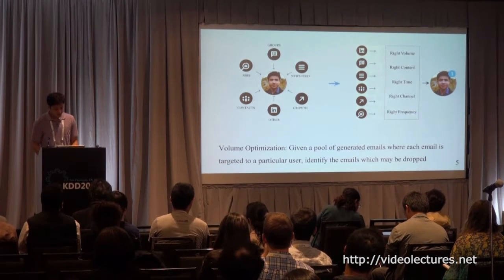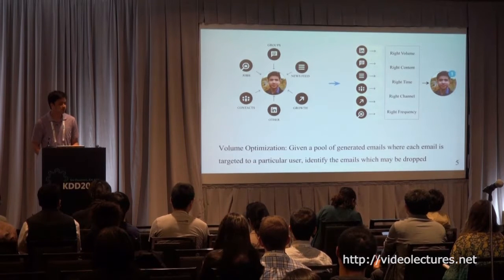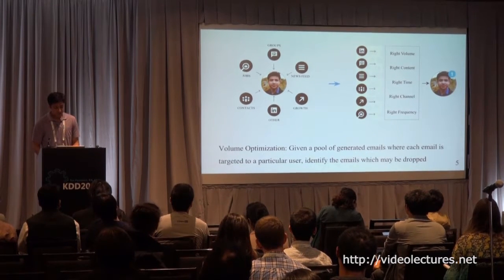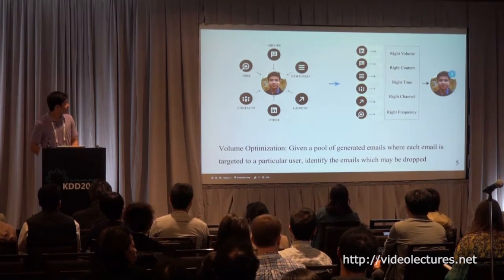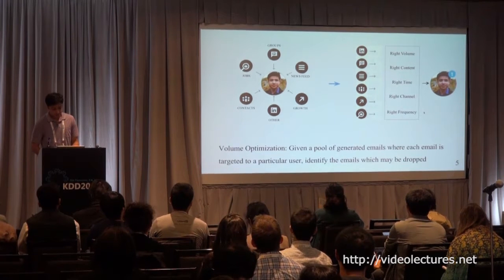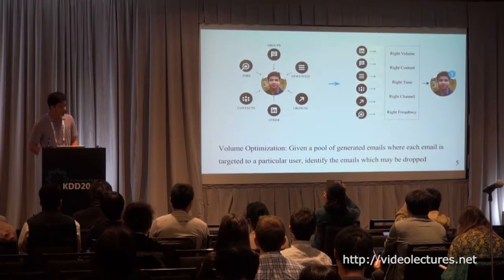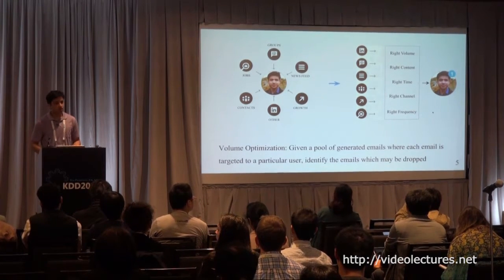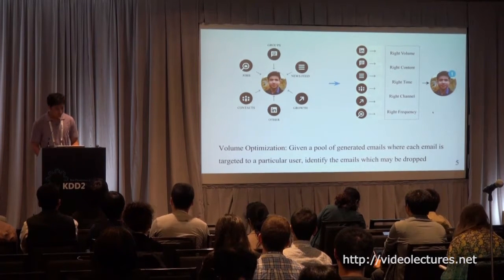Our vision is to go from a world of uncontrolled distribution of various types of messages to a world where we deliver the right volume of the right kind of email at the right time, through the right channel, and at the right frequency. Each of these problems, like volume optimization, delivery time optimization, channel selection, and frequency control, pose unique challenges. Today, I'm only going to talk about volume optimization in detail.